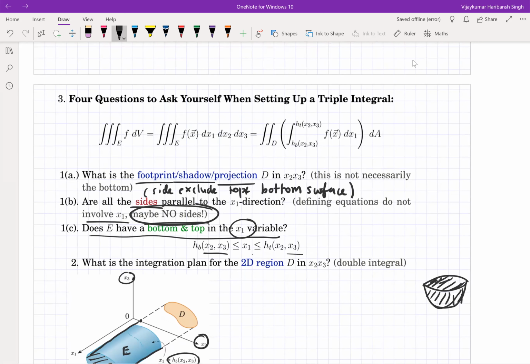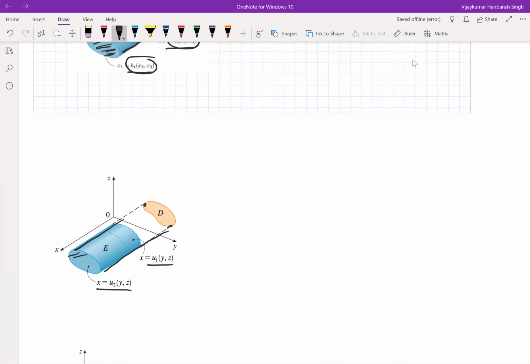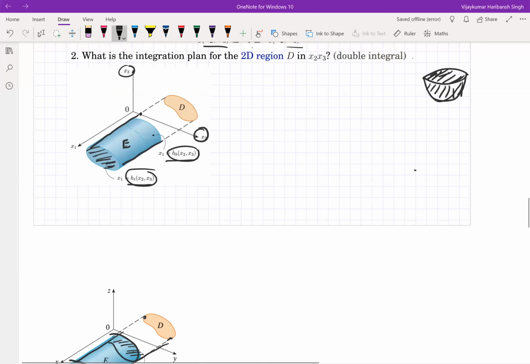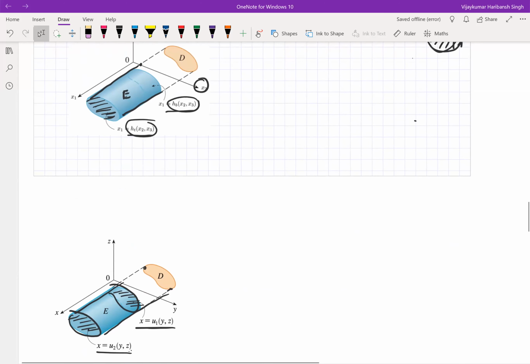Then does E have a top and bottom in the x variable? In this case, x1 is x. So yes, it does. It should have them in x2 and x3, which are the y and z variables. So your top and bottom can be written in terms of u2(y,z) for the top, u1(y,z) for the bottom. So it does have top and bottom.